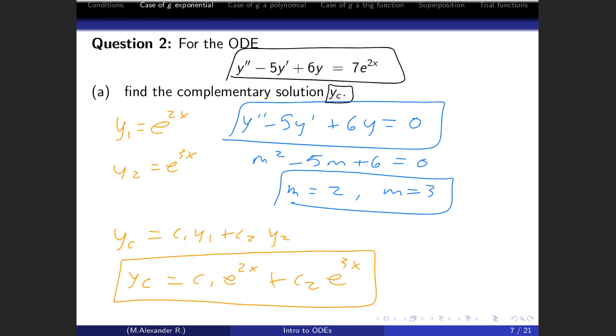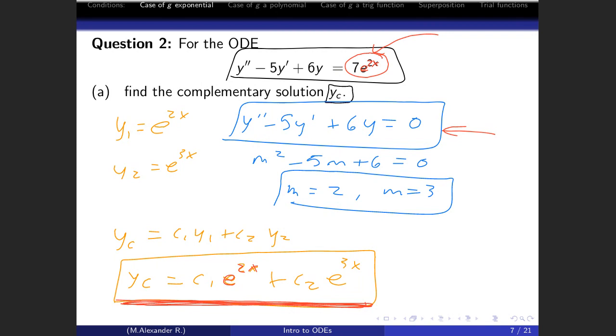Just repeating the story. But now what I want to say again is that we want to focus on two things. One, the complementary solution, which is the solution to the homogeneous equation. We find the solution to that, which we call the complementary solution. The other thing I want to focus on is this g function. Look at the g function and notice that e to the 2x appears in the complementary solution. e to the 2x appears in the g function.